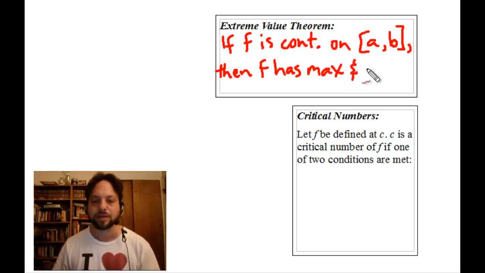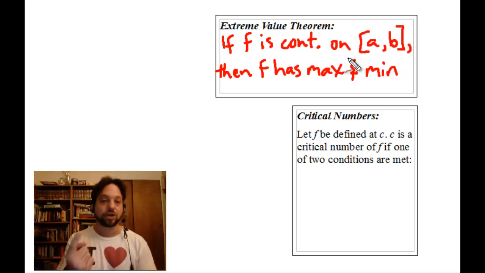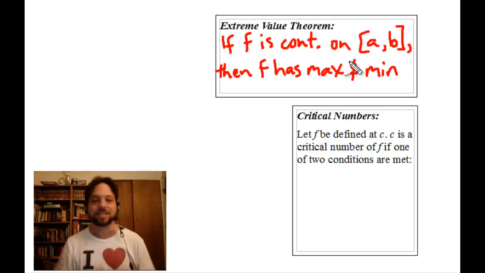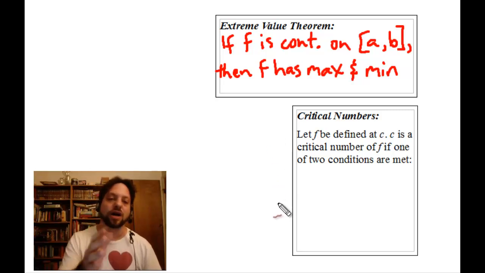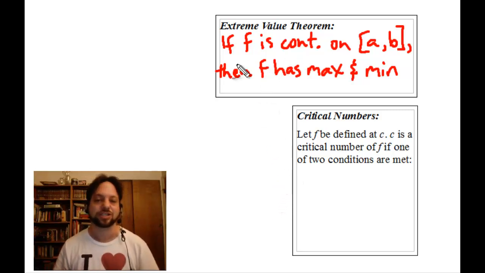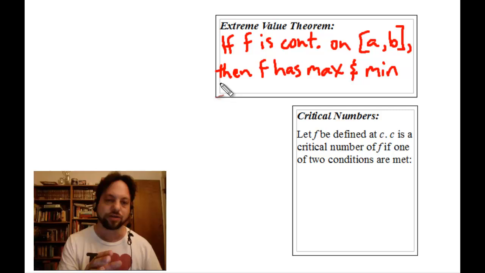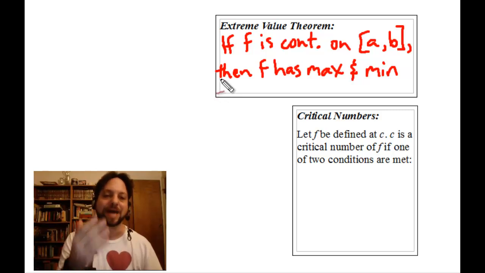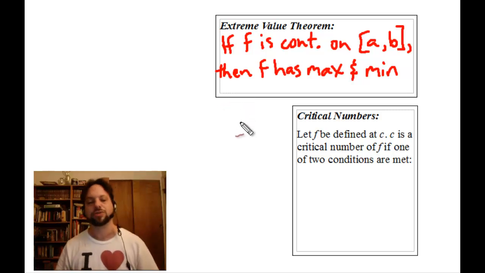and a min. Now, it doesn't tell us how many maxes and mins. It could just be one. Or in the case of a constant function, which is continuous, every point in the interval would be both a max and a min. So there are lots of derivations of this extreme value theorem, but all it's basically saying is if we have a continuous function on a closed interval, we should be able to find a max and a min. Not should. We absolutely will be able to.